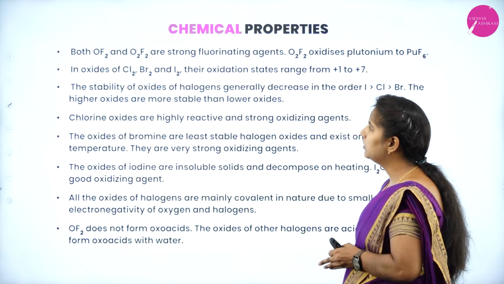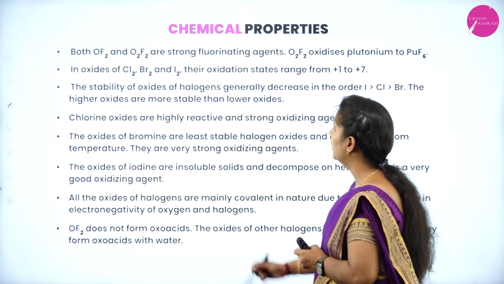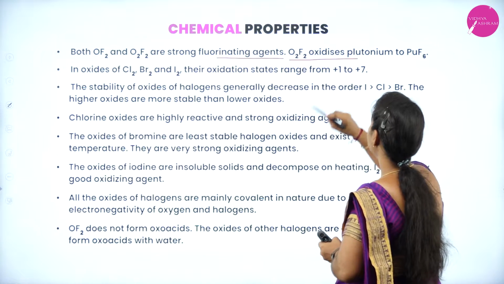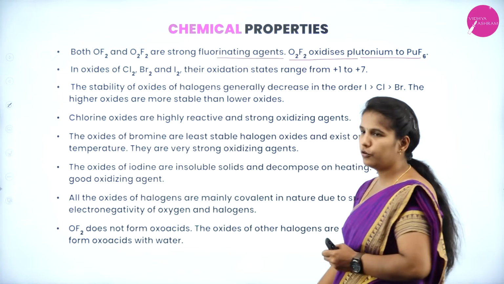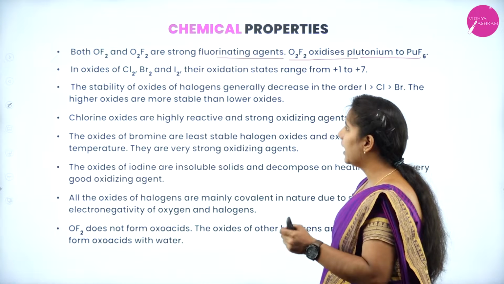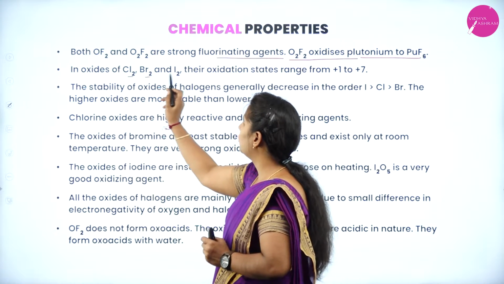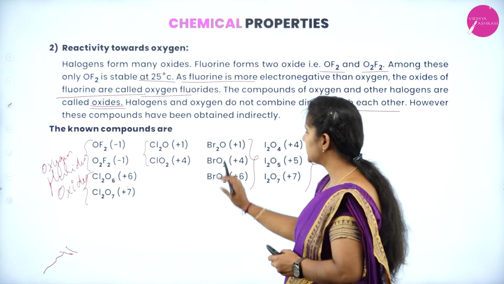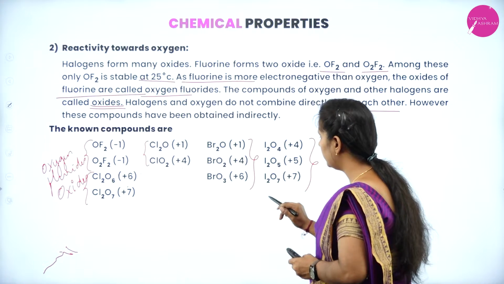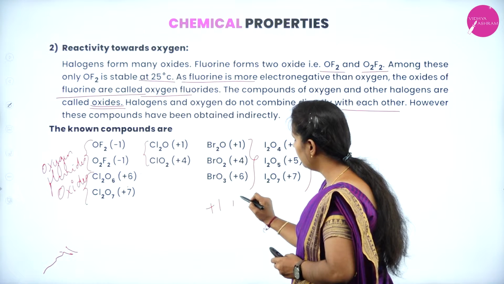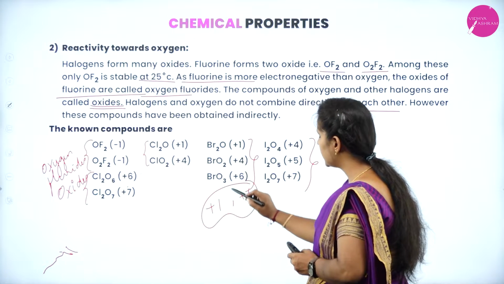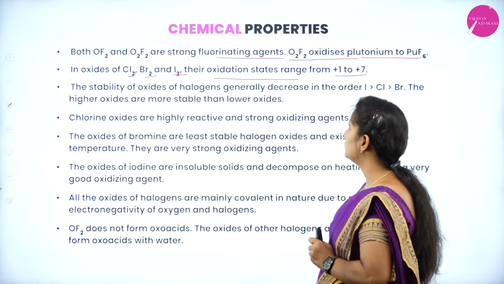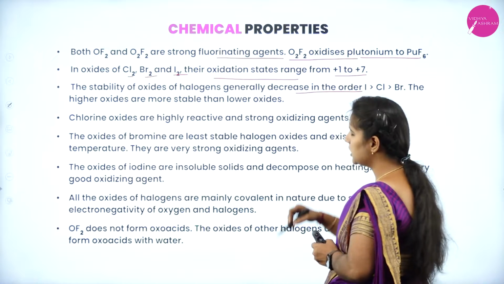Next, both OF2 and O2F2 are strong fluorinating agents, and hence O2F2 oxidizes the plutonium to plutonium F6. In the oxides of the chlorine, bromine and iodine, the oxidation state ranges from what? +1 to +7. As we have seen with the chlorine, bromine and iodine, their oxidation state varies from +1 to +7 except fluorine. And the stability of the oxides of the halogen generally decreases down the group.